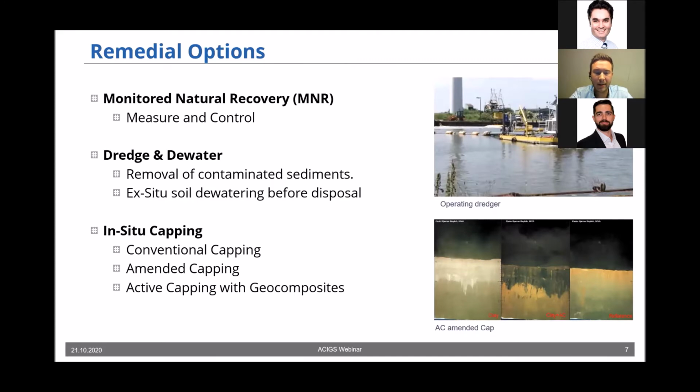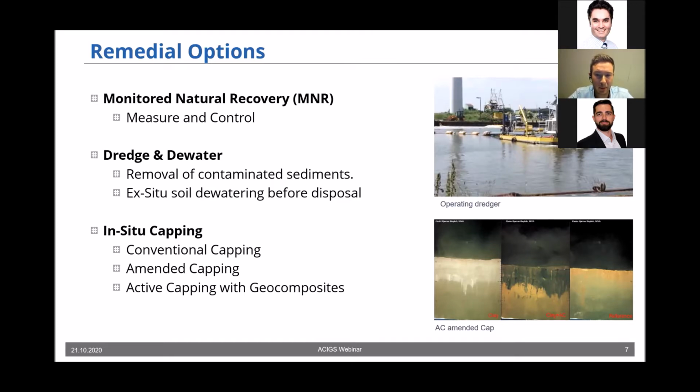This technique leads to high energy consumption because of the big machinery that is used. But in the end, you can be sure that when you do it properly, all the contamination or all the sediments are not in the river body any longer. This is not the case when we do an in situ capping, which is our topic today, but of course it also has other advantages.